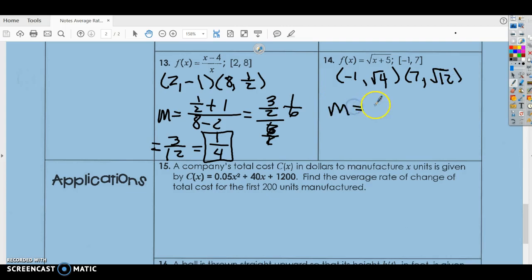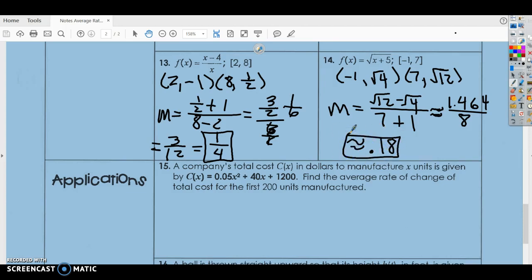Okay? So you're going to just plug in exactly like we have been. Square root of 12 minus square root of 4. And then I'm going to do 7 minus -1. So that's going to be about, I'm going to use the squiggly lines because it's approximately 1.464, something like that. And then 7 plus 1 is 8. So this time we're going to get a slope that is about 0.18. So that one's not exact, but not too bad. Alright, let's get to the word problems.